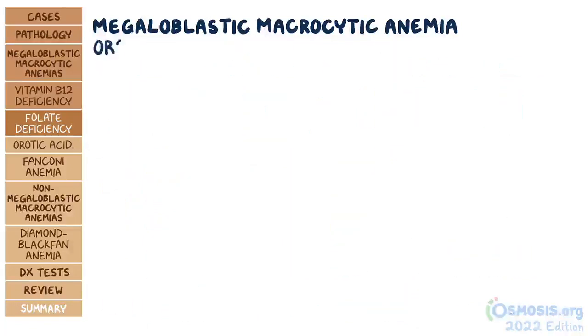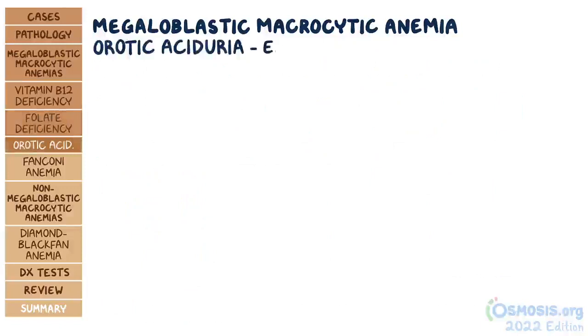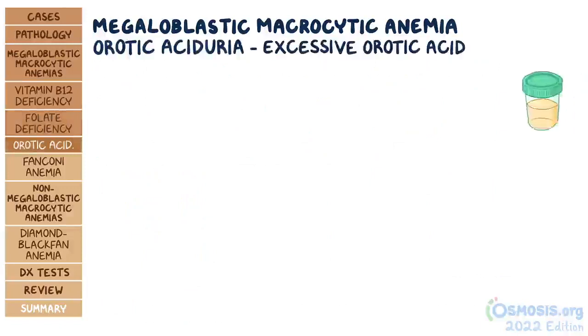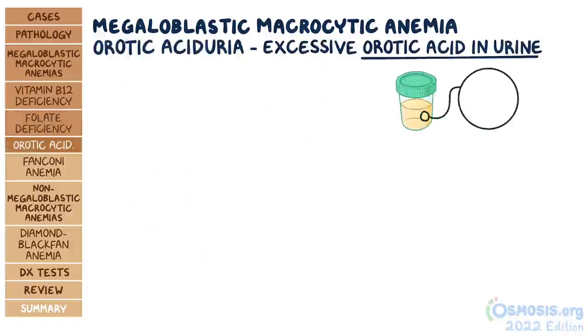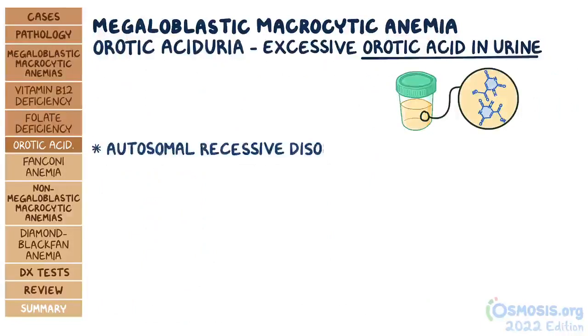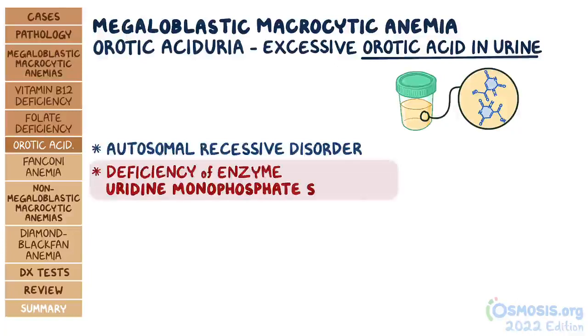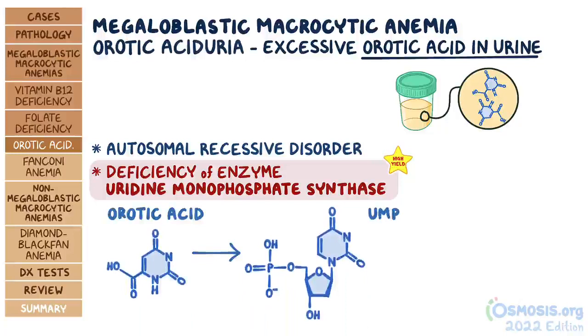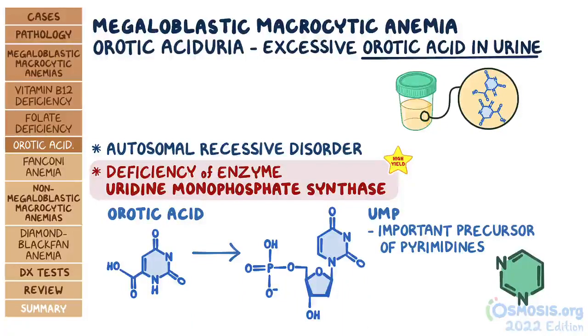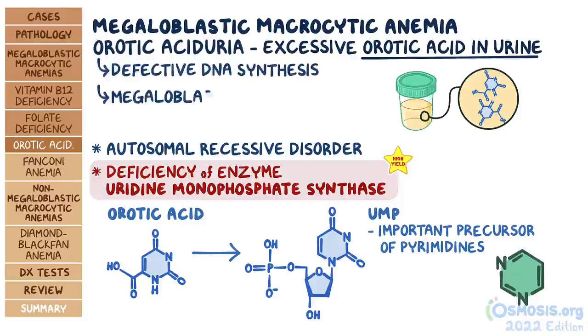Next up is orotic aciduria, where there's excessive excretion of orotic acid in urine. The main concept you'll need to know is that orotic aciduria is an autosomal recessive disorder characterized by a deficiency of the enzyme uridine monophosphate synthase, or UMP synthase, which normally converts orotic acid to UMP. UMP is an important precursor of pyrimidines, and thus, orotic aciduria leads to defective DNA synthesis and megaloblastic anemia.